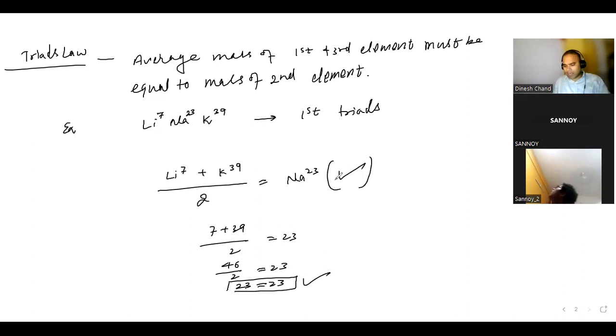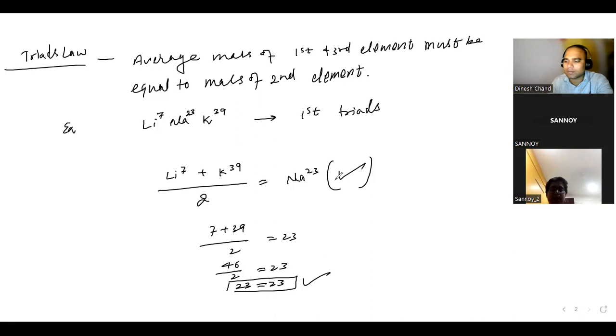What are the properties? Can you tell me what properties they have that are similar? How can you say the triads have similar properties? Sir, I do not have a very detailed idea on this one. No, you don't have to have an idea, you just have to apply. They should have similar chemical properties.